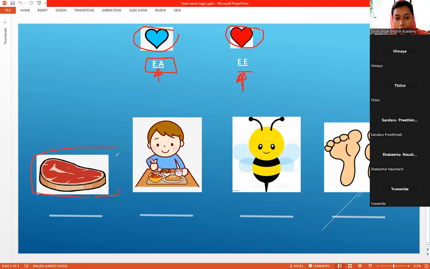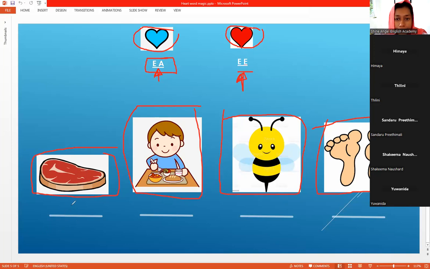Okay, now I have given them pictures. You can organize these pictures also, right? These activities help the children to learn more things, and they will find it really fun to learn. So first of all is meat, and then you have eat. Then you have be, and you have speak. So meet, eat, be, and speak.